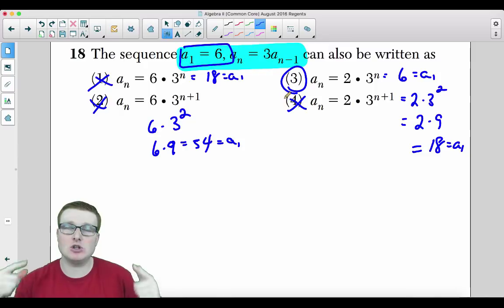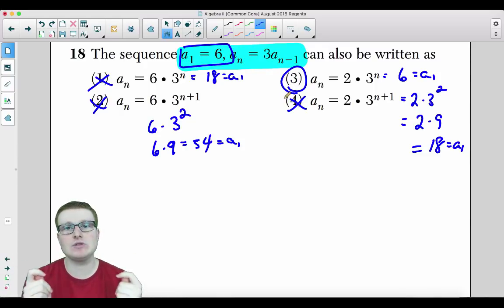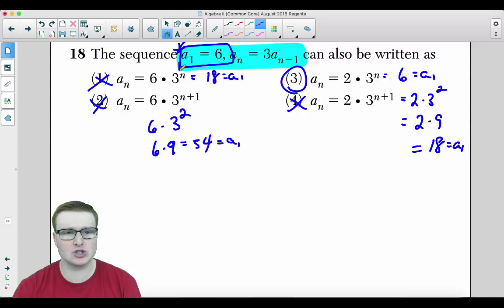See how such a simple... You got to think logically. You need to be a smart thinker. You see how easy that was just by pulling out the important information. You know that the first term is 6. Plug in 1 for n, and let's see which one gives you 6. Choice 3 is the only one that works, ladies and gentlemen.